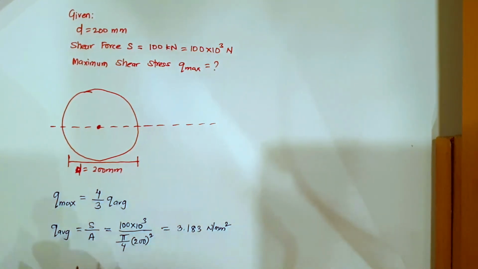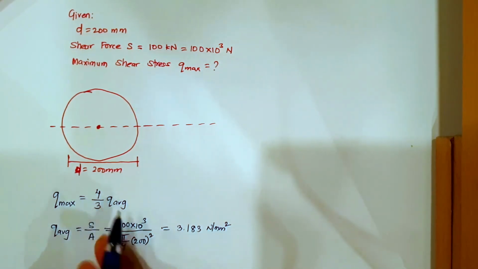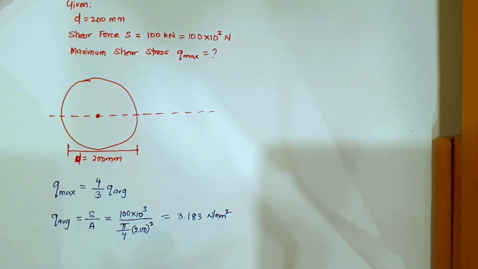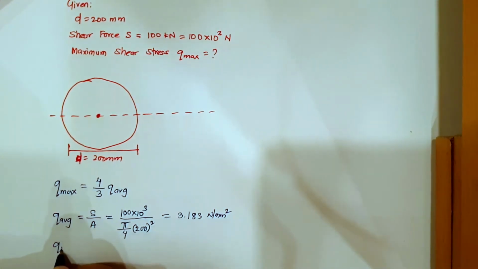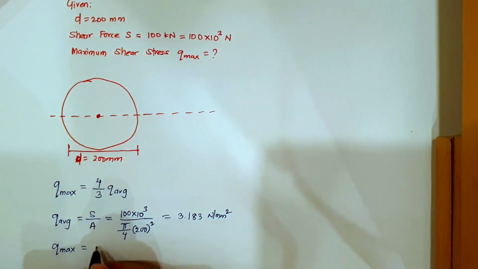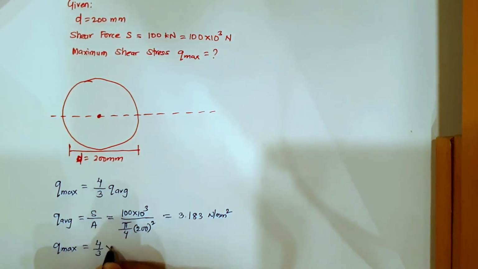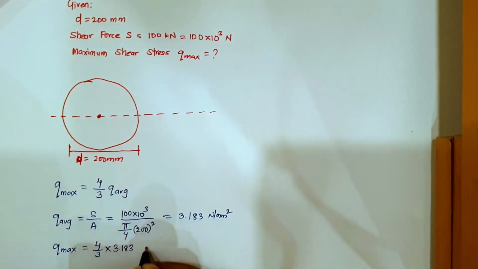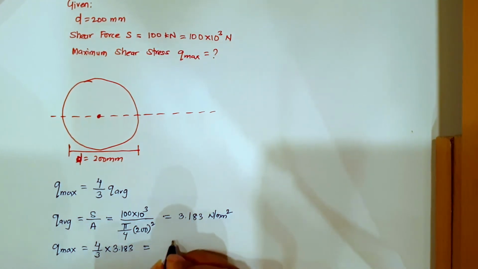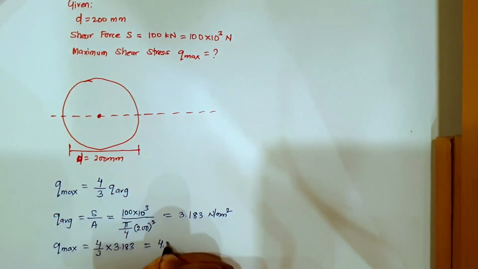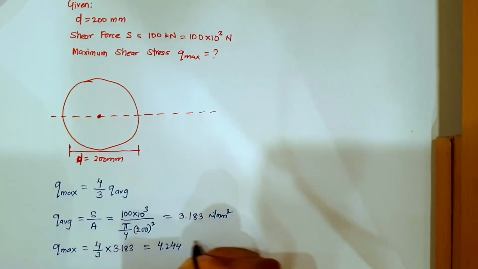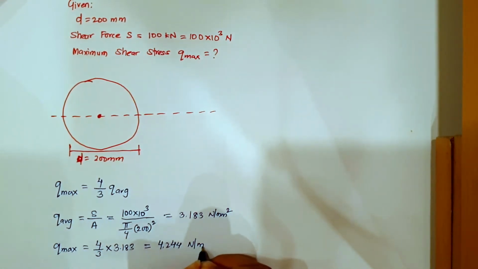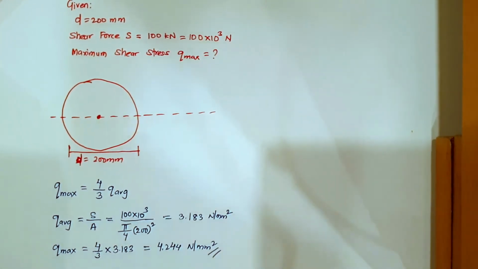Okay, now from here we need to find maximum shear stress. So how much will maximum shear stress be? Q max will be equal to 4 by 3 into 3.183. From here you get equal to 4.244 Newton per mm square.